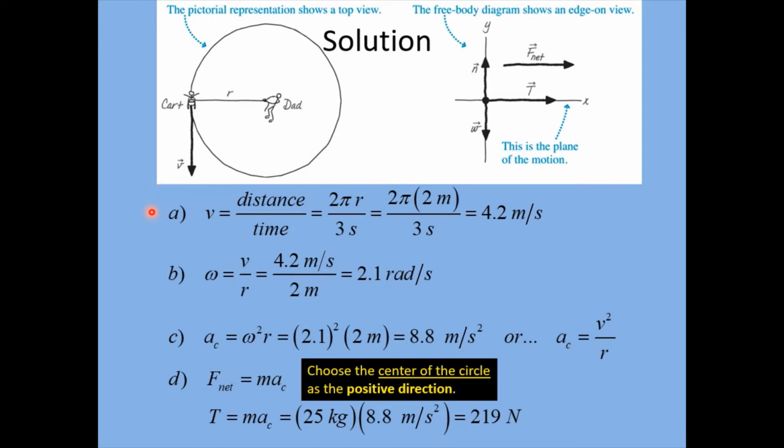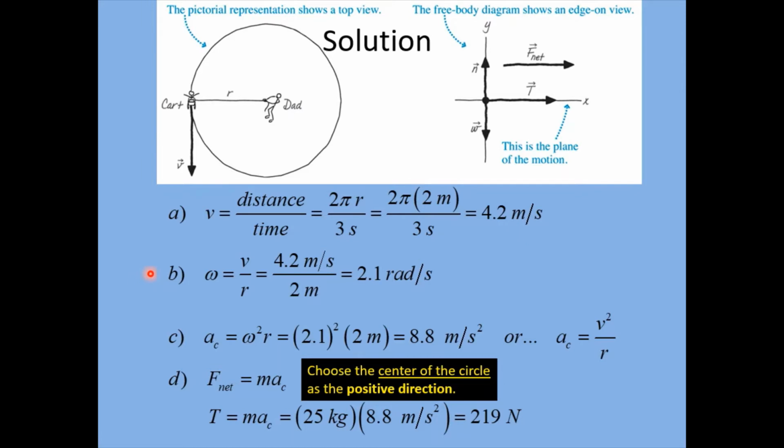So the first question, part A, was to find the speed of the cart. Remember that for something going in a circle, the velocity is equal to the distance it travels divided by the time. It's usually convenient to use the circumference of the circle as the distance. In other words, we start with the cart right here, let it go all the way around the circle and come back to here. So it has now traveled 2 pi r distance, and we know r is 2 meters. And the time it took is the period of the rotation, and we were told it takes 3 seconds to go around once. So we have 2 pi times 2 divided by 3, which gives us a speed of 4.2 meters per second.